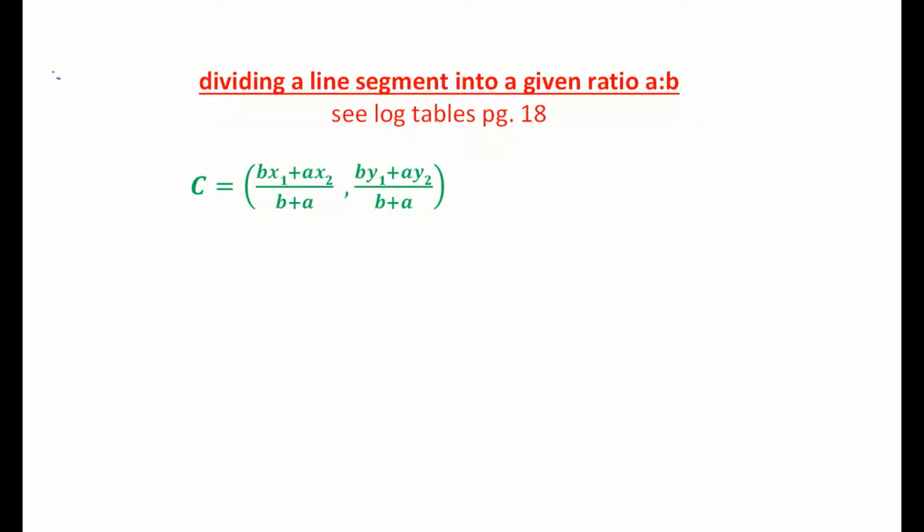In this video, we're looking at more advanced questions involving the division of a line segment in a given ratio A is to B. We'll be using our formula from page 18 in our log tables, which is in green here. Just before we start an exam question, here's a bit of background. They're going to give us a line segment, let's say from A to B, and a coordinate somewhere on that line segment, let's say C. They'll give us the coordinates of C and one of the coordinates A and B, but they will be asking us to find either B or A.